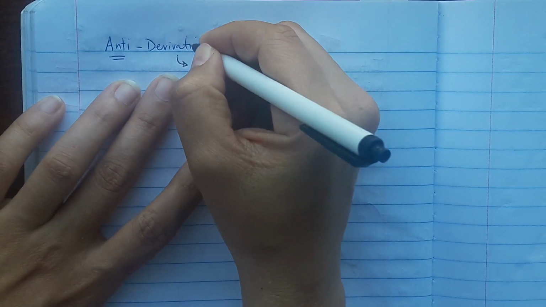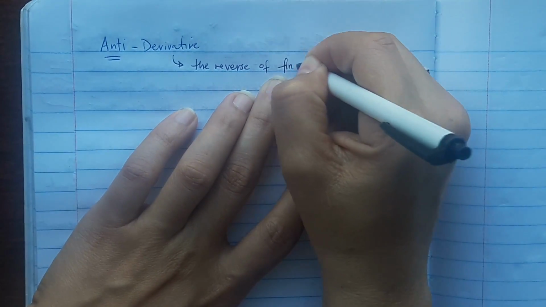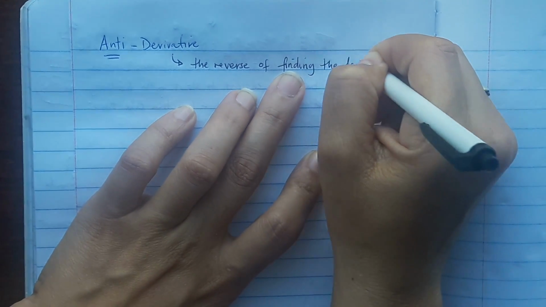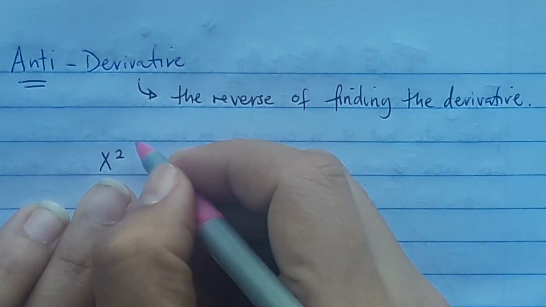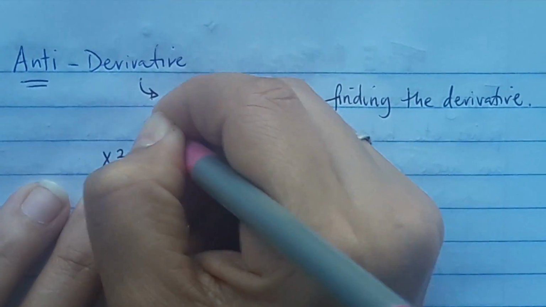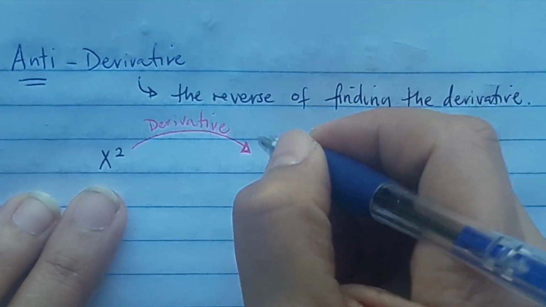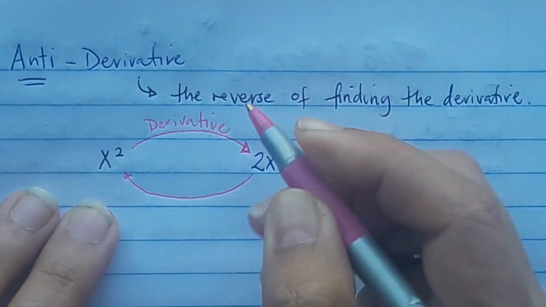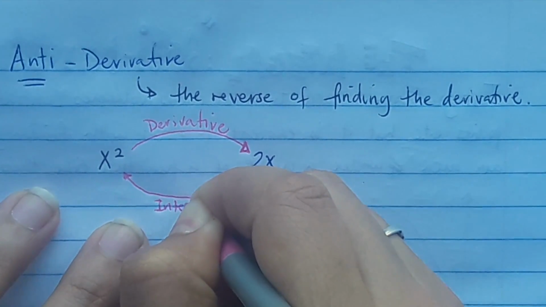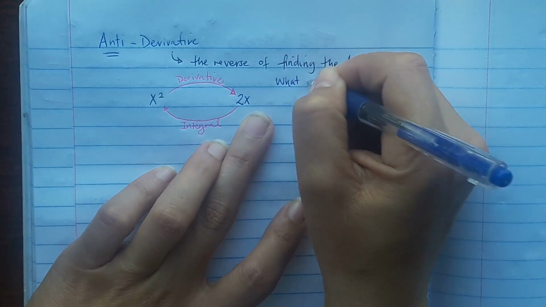So antiderivative. We're going to look at antiderivative, which is the reverse of finding the derivative. Antiderivative is also known as integration. So let's say we had x squared and you're told to find the derivative of x squared. Well, you guys know the derivative of x squared is what? You bring the power down and subtract 1 from the power, that's 2x. So if that's the derivative, the antiderivative is going backwards. If you're told to find the antiderivative of 2x, it will be x squared.